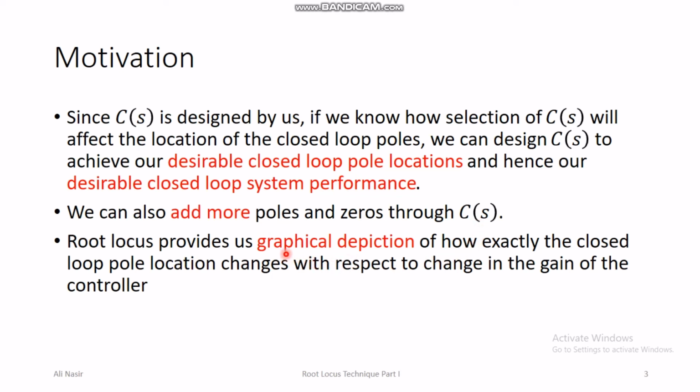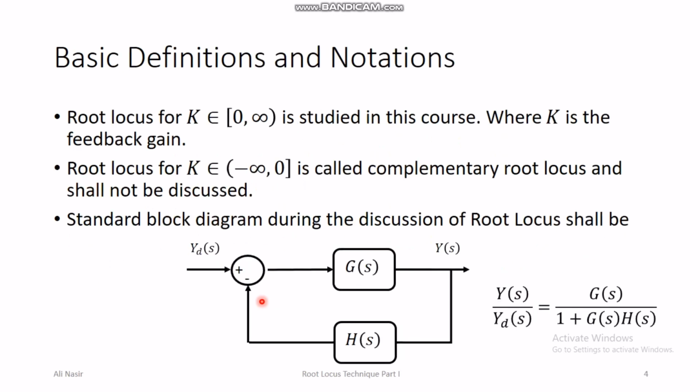Graphical root locus gives us the graphical depiction of how the poles change their location with respect to the gain of the controller. And in basic definitions, we have discussed that we shall be studying root locus for positive gain only, and this will be our diagram that we shall be discussing throughout the root locus. This is equivalent to the other diagram, but most of the textbooks and the literature use this diagram, so it is easier for us to discuss this diagram during the root locus, so that when you study the literature or textbook you don't find any differences.